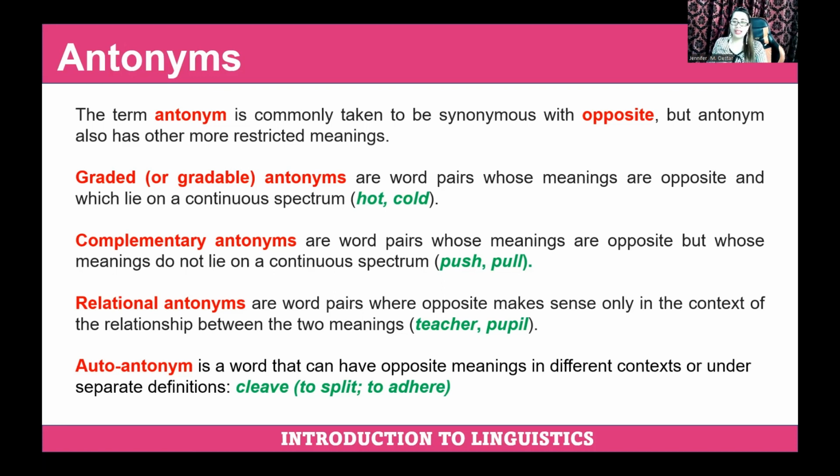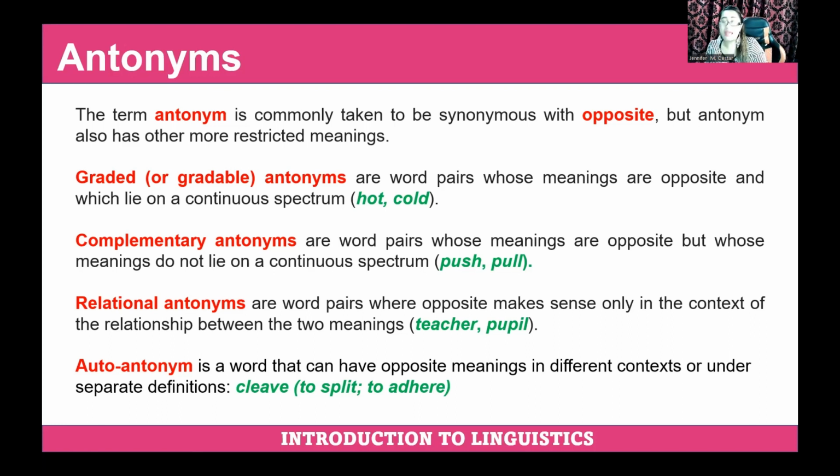So graded siya. Then we have complementary antonyms, the second type, which are word pairs whose meanings are opposite but do not lie on a continuous spectrum. So paano siya? Example natin, push. Ano kabaliktaran ng push? Pull. So, bakit siya nagkaiba sa graded? Kasi dun sa graded, parang there's a leveling. Katulad nito, hot. So, what's the opposite level of hot? Cold. Dito naman sa isa, opposite but meanings do not lie on a continuous spectrum. Pag pinush mo siya, of course, it's the action, push. Of course, the opposite of push is pull. So, parang wala siyang grade.